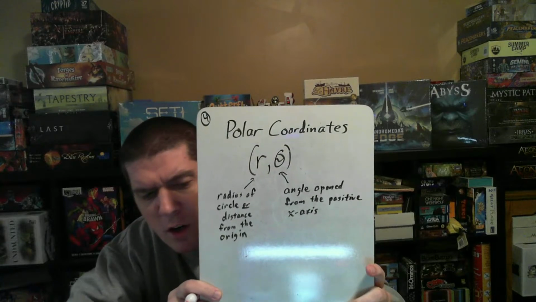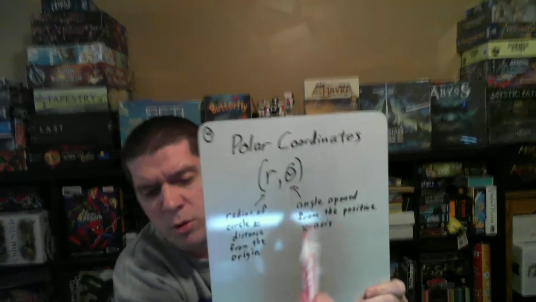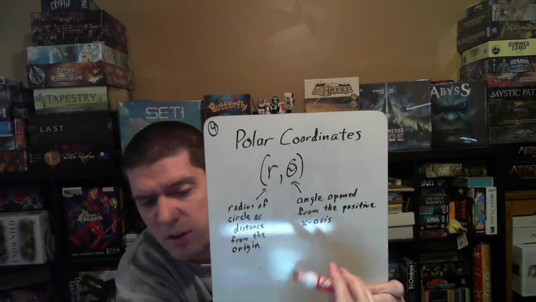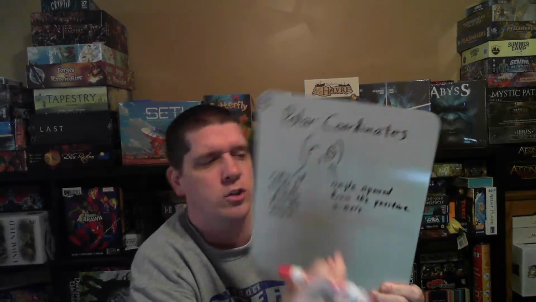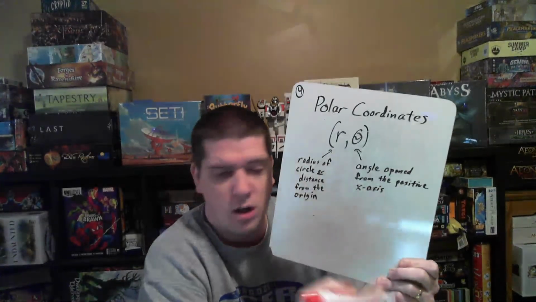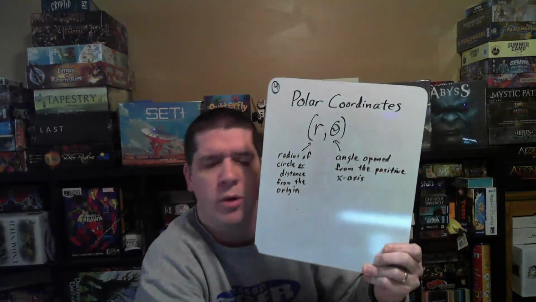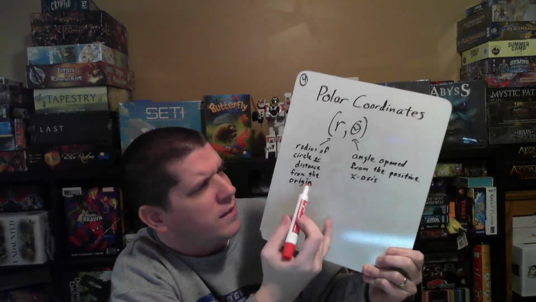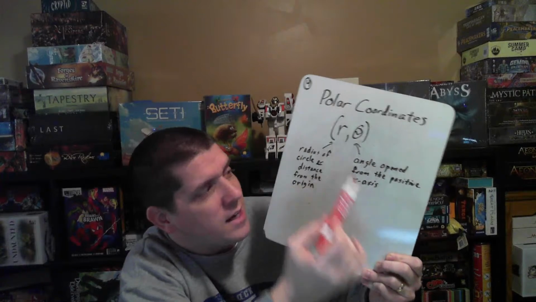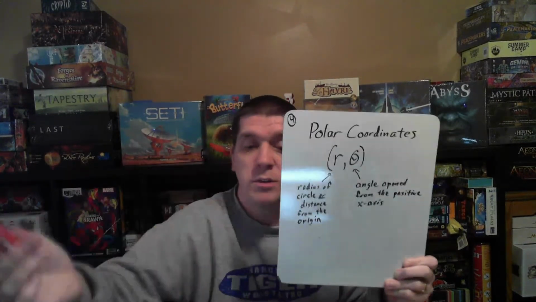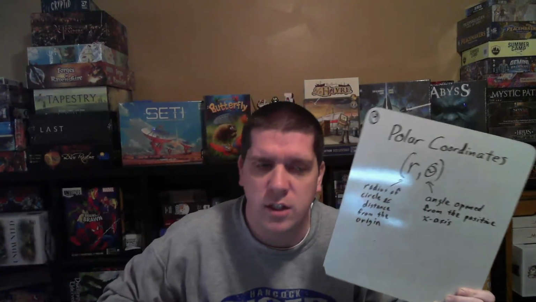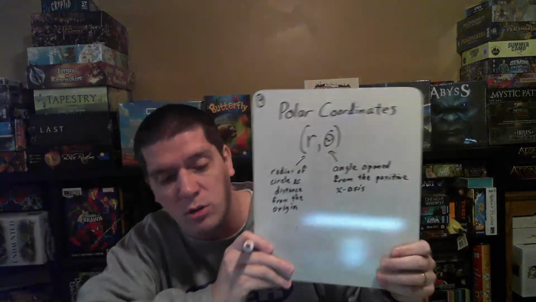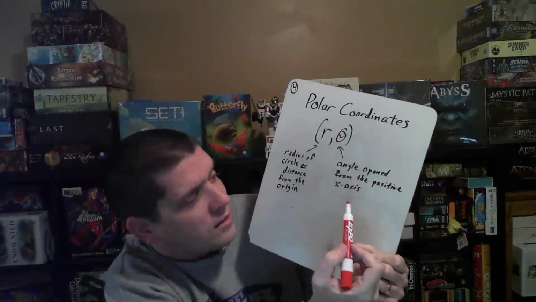So you can see right here, we write our polar coordinates as r comma theta. R is simply the radius of the circle or the distance from the origin. If I were to draw a line from the origin to a point on the circle, what would that distance be? That's ultimately what we want to figure out. That's what our radius is. And then the theta is just the angle that we're opening. So we've been talking about angles in the unit circle, and now we're just expanding this beyond the unit circle.